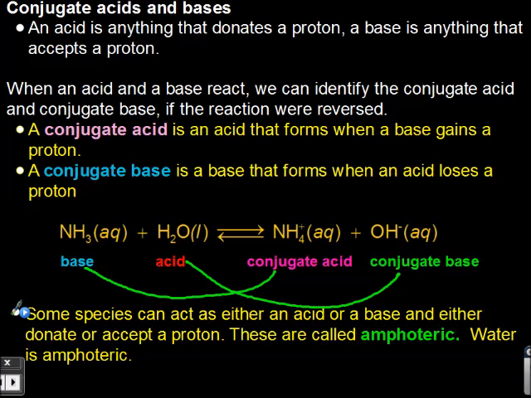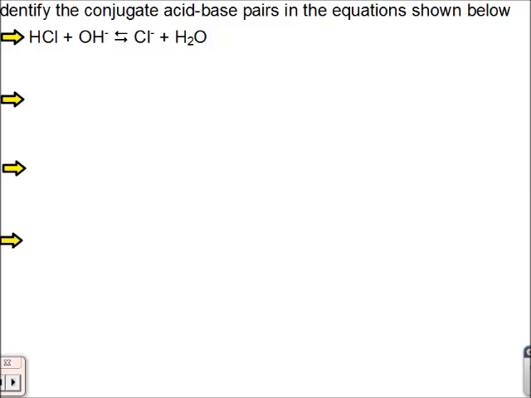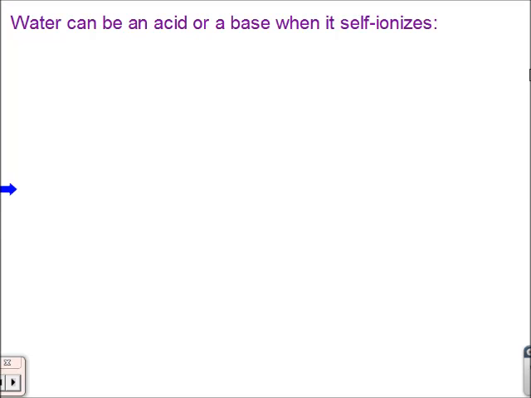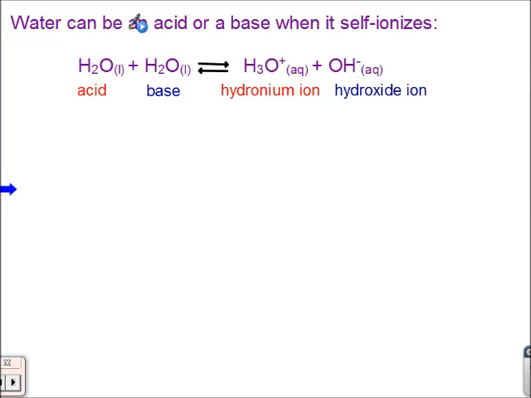Water is amphoteric because we saw it could accept a proton to make H3O+, or it can donate a proton to make OH-. It depends on the situation and what's in the water with it. In class, we'll work on how to identify these conjugate acid-base pairs. So water is an acid or base. It does self-ionize. It is amphoteric.